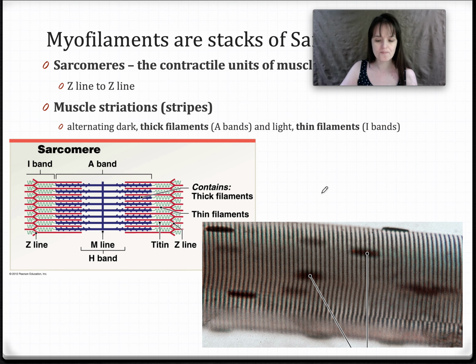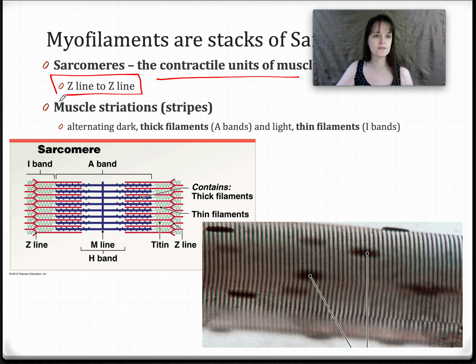So, sarcomeres. Sarcomeres are the contractile unit of muscle. It's the smallest functional unit, and it goes from Z-line to Z-line, which we have talked about in face-to-face class. We've had this conversation in lab already, so it might be worth your time to stop and go watch the first few lab videos and come back. Okay. So Z-line to Z-line, it's all the same information that you're about to get.